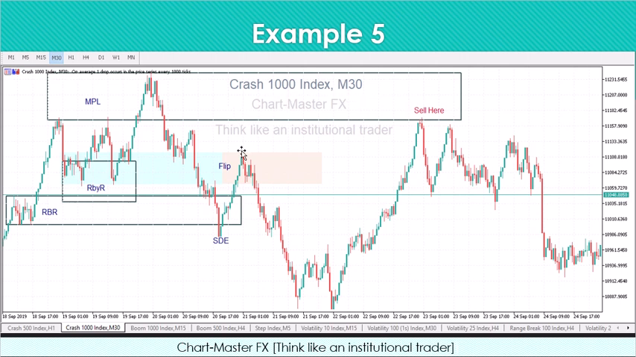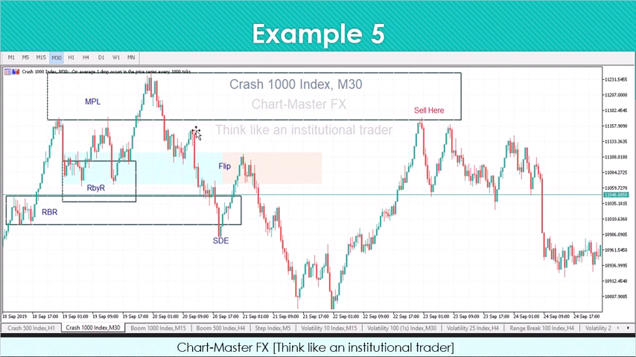MPL. So here guys, we had a flip area where this turned from support to resistance. Once we had that condition, guys, we may have considered this as a valid MPL here. We may have considered it as a valid MPL.